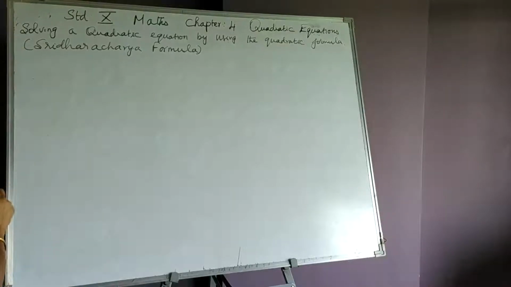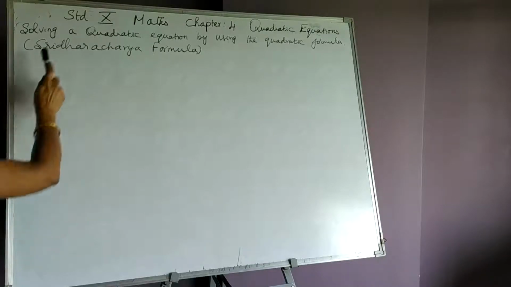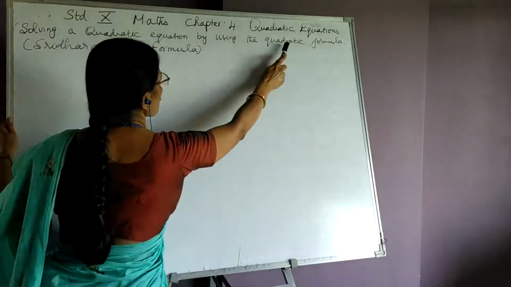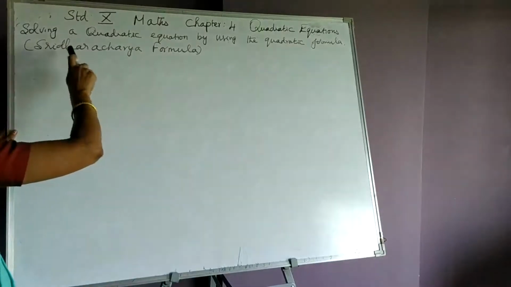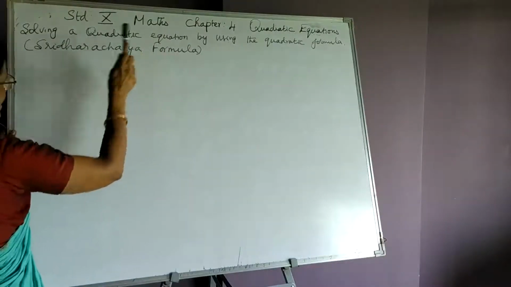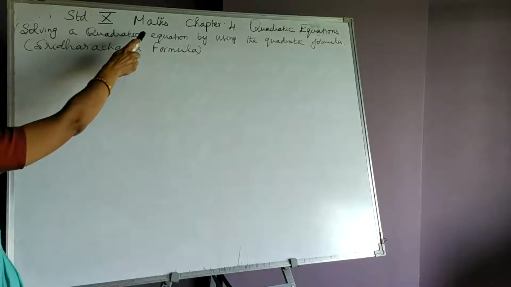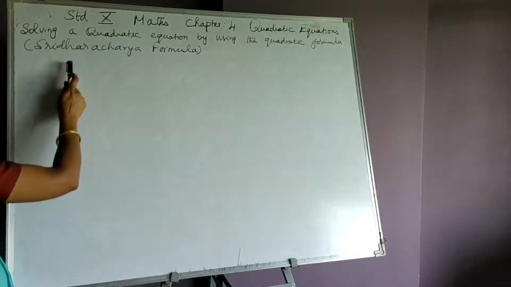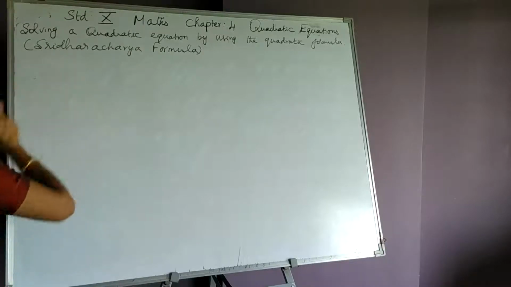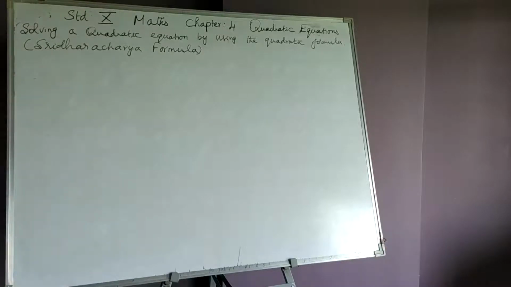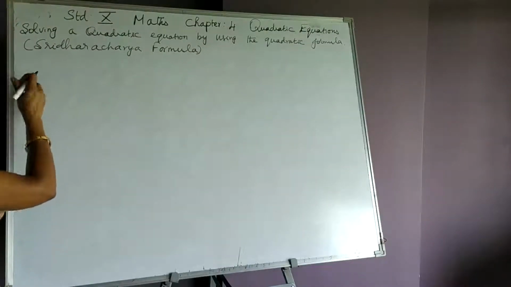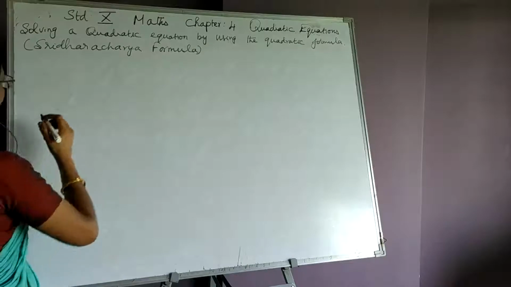We saw the factorization method and completing the perfect square. This is the third method of solving a quadratic equation we are going to learn. The method is called the quadratic formula method, or Sridhar Acharya's method, because this formula was deduced by the mathematician Sridhar Acharya. Therefore, it is named Sridhar Acharya formula method, or we call it the quadratic formula method. First, let us see how the formula is derived.